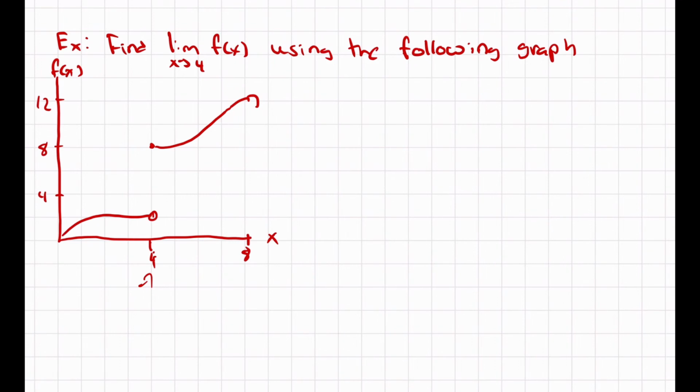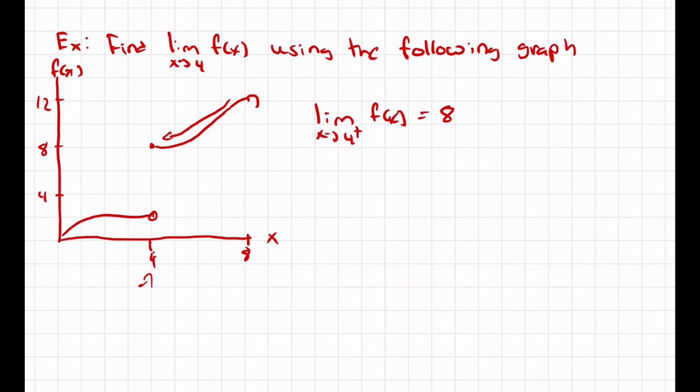The next thing we want to be able to do is find the right-handed limit. So let's do that right now. The limit as x approaches 4 from the right-handed side of the function f of x. So what does that equal? Well, as we get closer and closer to the value of 4 from the right-handed side, we see that the output of the function tends to trend towards the value of 8. So therefore, the limit as x approaches 4 from the right-handed side is going to be equal to 8.